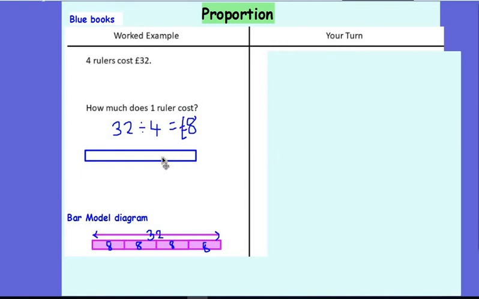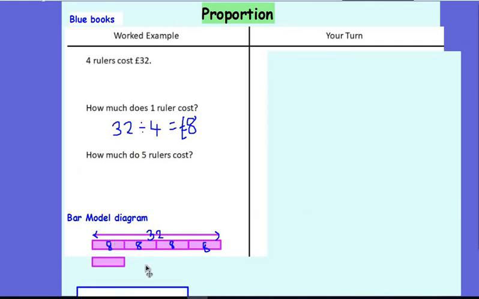The second part of my question says, how much do 5 rulers cost? So now I've got 1, 2, 3, 4, 5. Again, each of those rulers is going to cost £8. So 5 rulers cost 8 plus 8 plus 8 plus 8 plus 8, which is 5 multiplied by 8, which is £40.